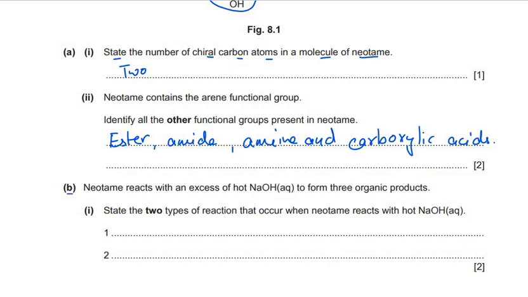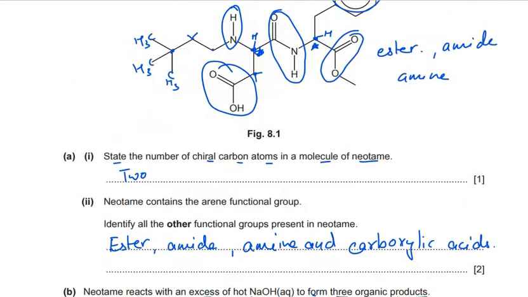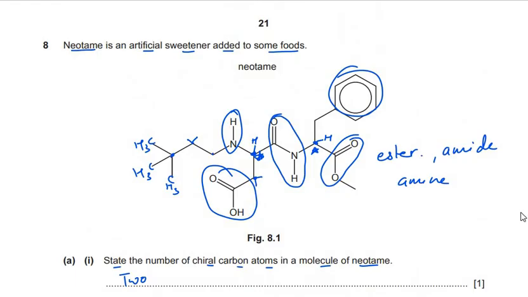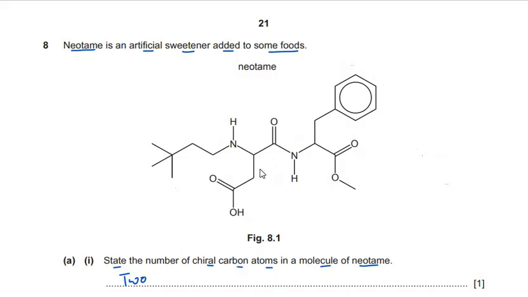The next B part says Neotame reacts with excess hot aqueous NaOH to form 3 organic products. Now state the 2 types of reaction that occur when Neotame reacts with hot NaOH. Now if it's hot NaOH reacting here, let me rub out everything, the circles I've made. Okay, here all the extra circles and the labels are gone.